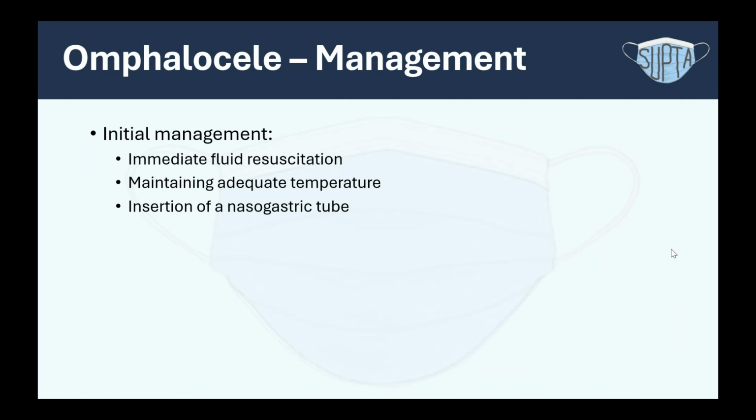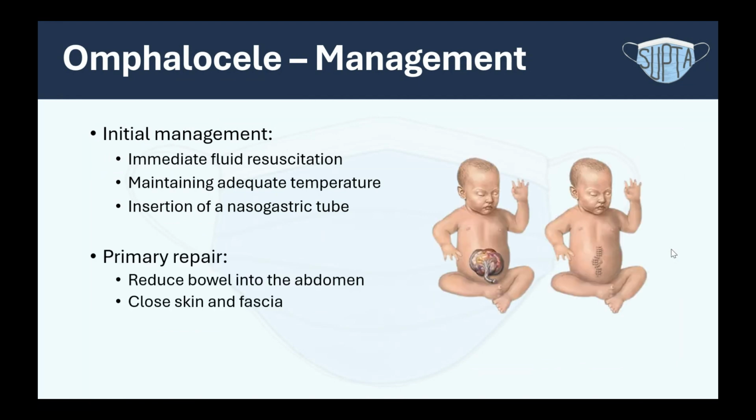So after you stabilize the baby, you can now surgically repair the defect through something called primary repair. This is you very gently pushing the bowel into the abdomen, so that it has been reduced. You can then close the abdominal wall and fix the abdominal defect.